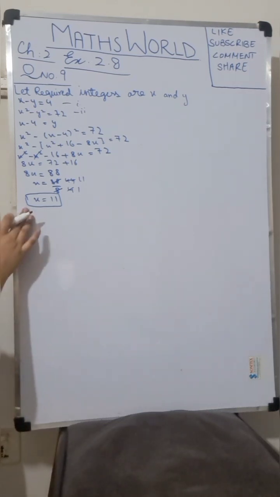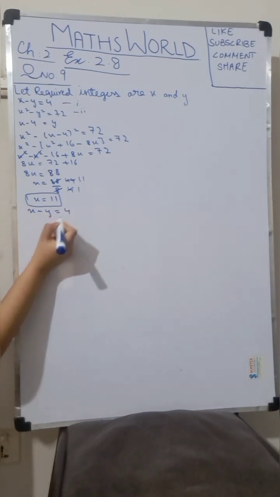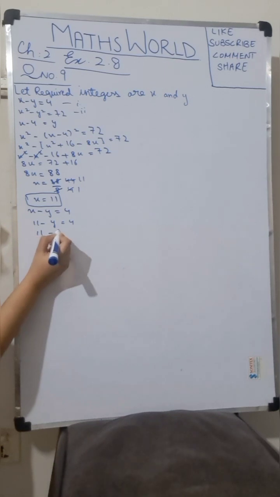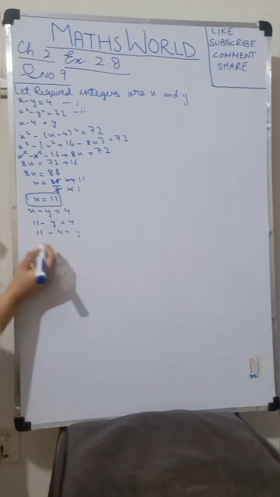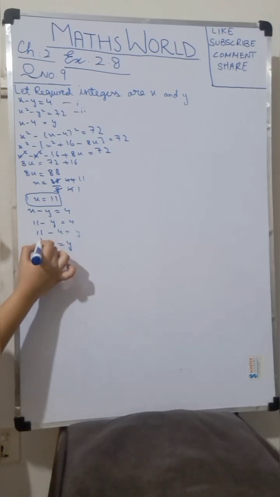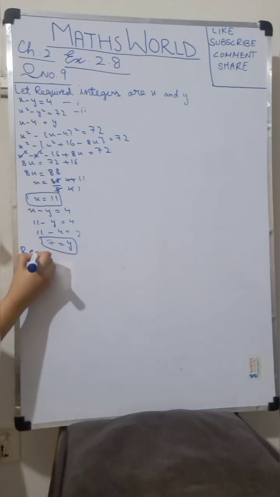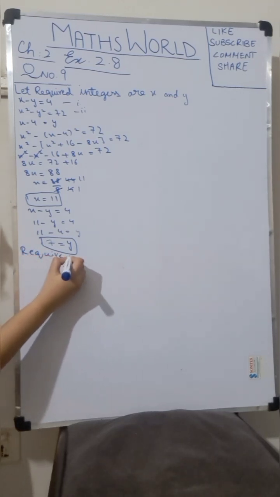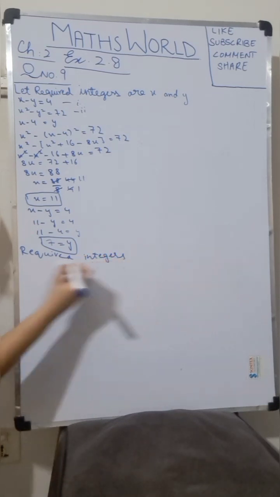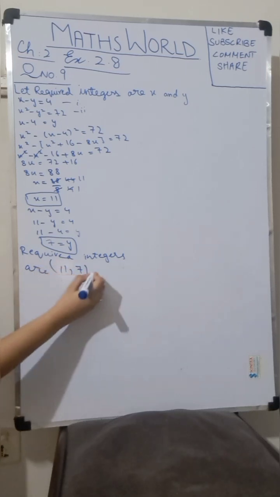So now we have to put the value of x in equation number 1, that is x minus y equals 4, 11 minus y is equal to 4, and 11 minus 4 is equal to 7, so y is equal to 7. So now the required integers are 11 and 7.